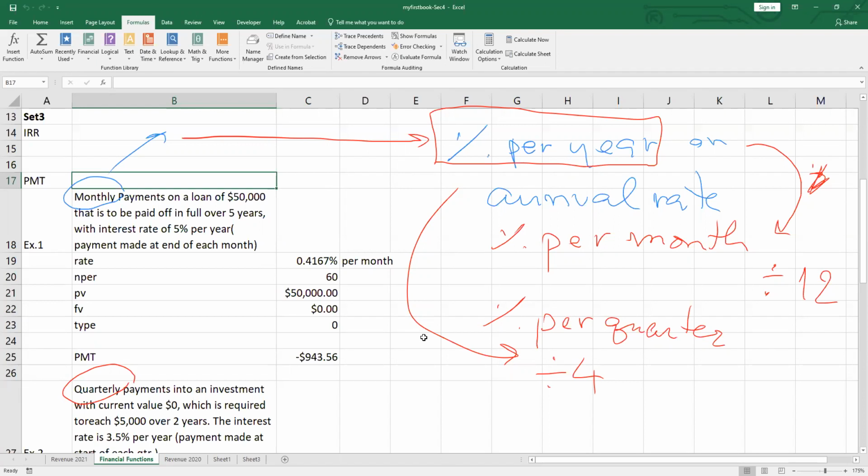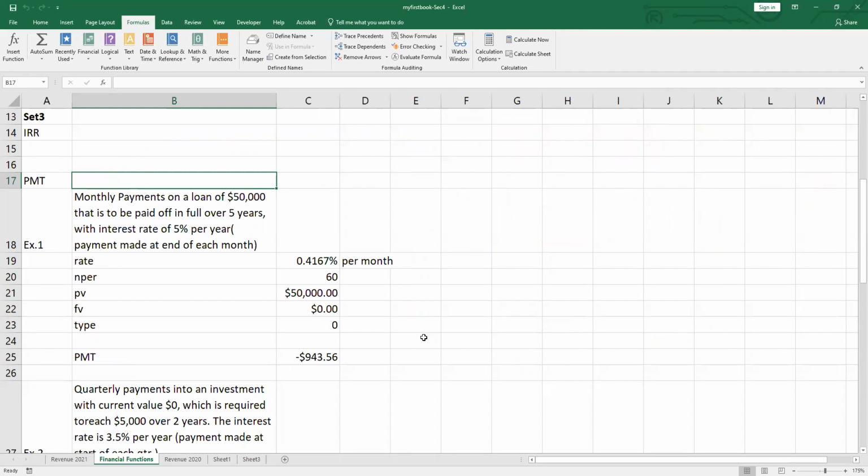Now let's move on to one of the most difficult parts of the financial functions: how do you change from a word problem to become the functions? For example, when you want to find the payments, that means we have to use the PMT function. When we know we need the PMT function, we have to know what arguments we have to use.